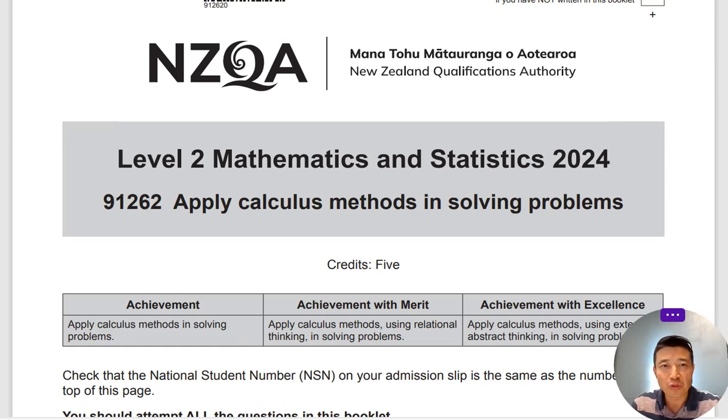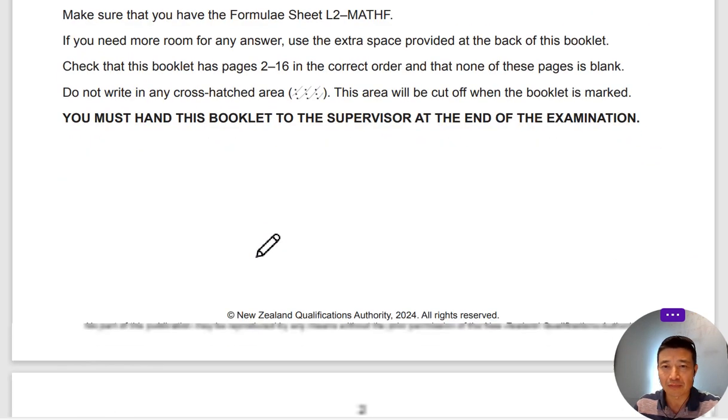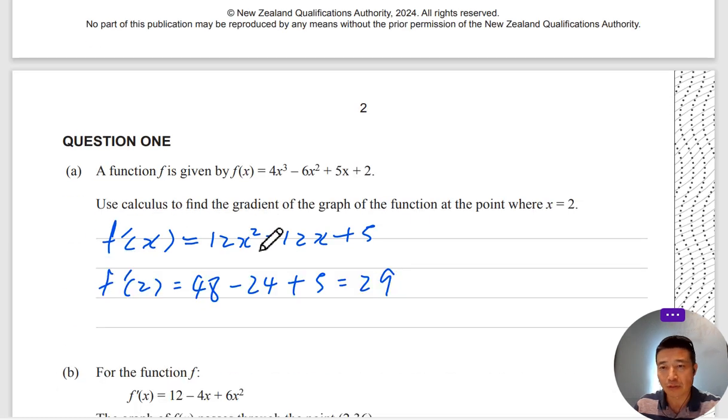Hey everyone, we are doing 2024 Level 2 Calculus today. Like yesterday, I'm gonna solve them really fast. I already solved them and I'm just gonna explain.